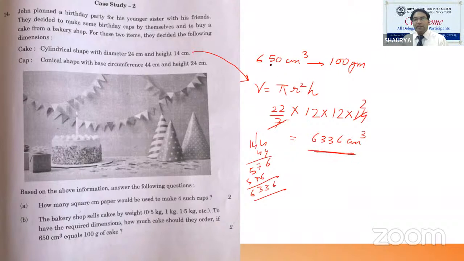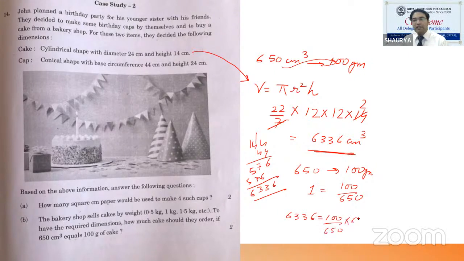Now we can simply apply the unitary method. This much volume of the cake weighs this much. So how much will this much weigh, right? If 650 centimeter cube is 100 grams, 1 centimeter cube would be 100 upon 650, and 6336 would be equal to 100 by 650 into 6336 grams. The zeros get cancelled away. I hope this will totally get cancelled off.